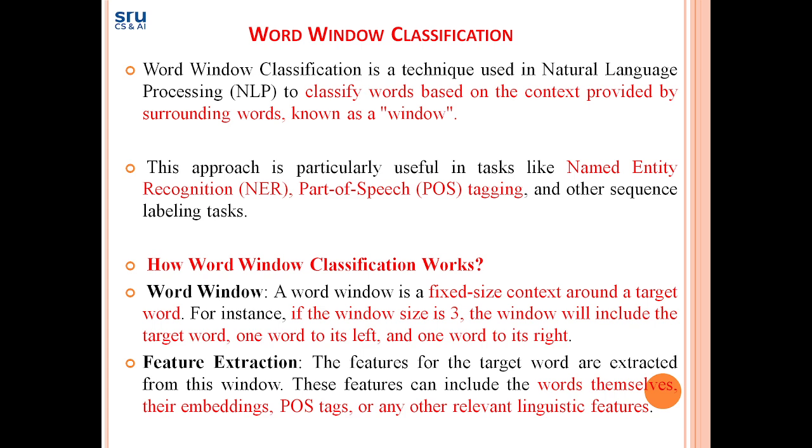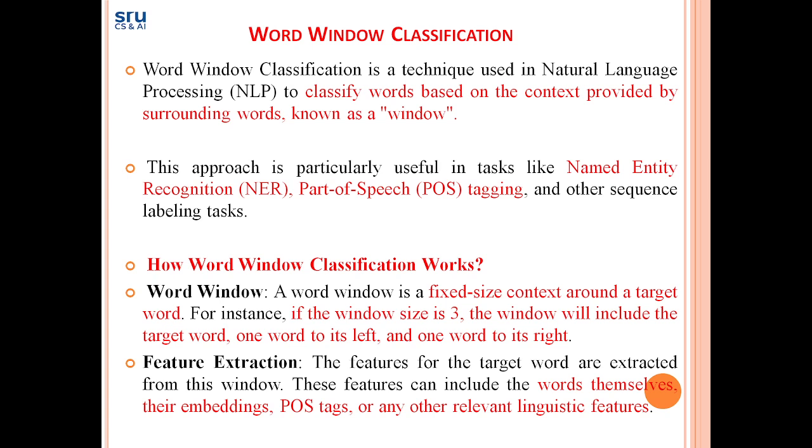Word window classification. It is a technique in natural language processing to classify a word based on the context provided by surrounding words, which is known as a window. It is useful in tasks like named entity recognition and part of speech tagging. How does word window classification work?